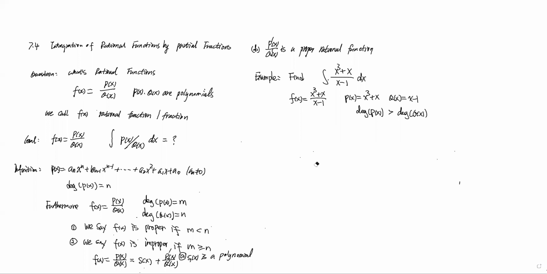If it is improper, what do we do? We have to write f(x) as s(x) plus p1(x) over q1(x). Let me change my notation, using p1(x) and q1(x). That's our goal. How do we do that? This is called long division. I think you studied this in high school. If you don't know, let's just do it here.